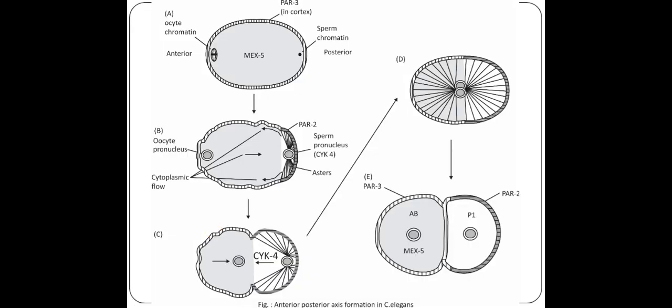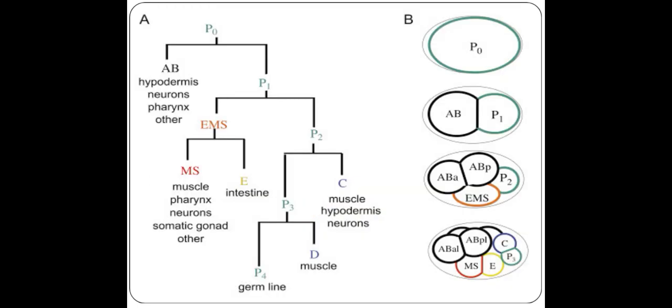Oocyte chromatin, anterior, PAR3 in context, MEX5. Sperm chromatin, posterior. Oocyte pronucleus, cytoplasmic flow, PAR3, PAR2, sperm pronucleus, CYK4, asters. CYK4, then PAR3, PAR2. AB: hypodermis, neurons, pharynx, other. EMS, MS: muscle, pharynx, neurons, somatic gonad, other; intestine, muscle, hypodermis, neurons, germ cell, germline, muscle.